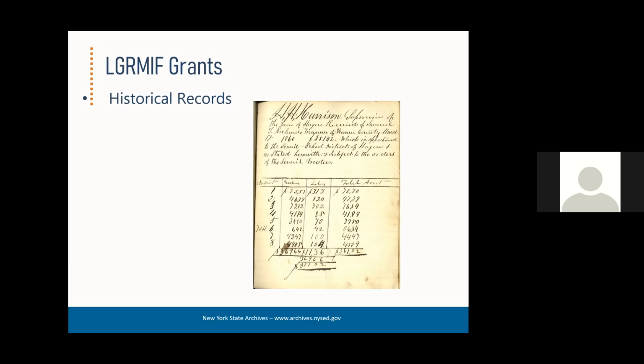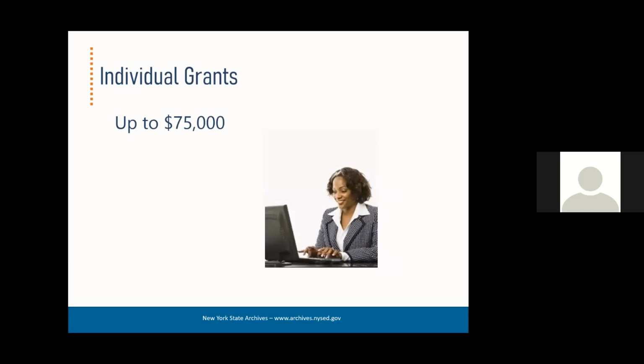We can help fund things like conservation. We can set up an online exhibit. We can help with an inventory if you just don't even know where to start. We can help with that. Just make sure you describe your records well and why they are important and how they're different and why your problem is different from other people. Now, if you do that, we do have individual grants for local governments up to $75,000. So that's a pretty good amount. You can get a lot of work done for $75,000.